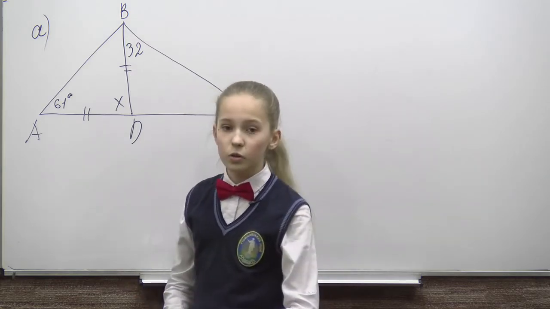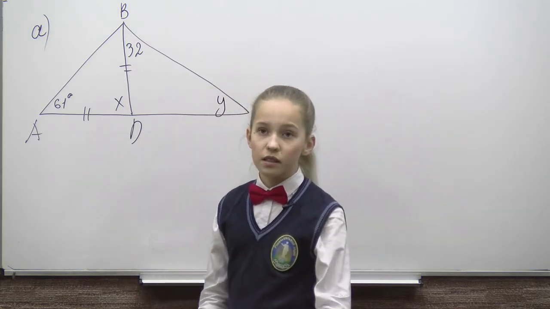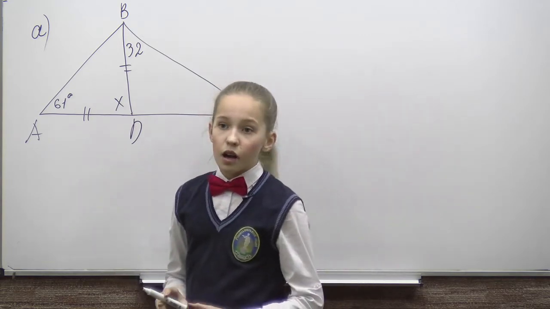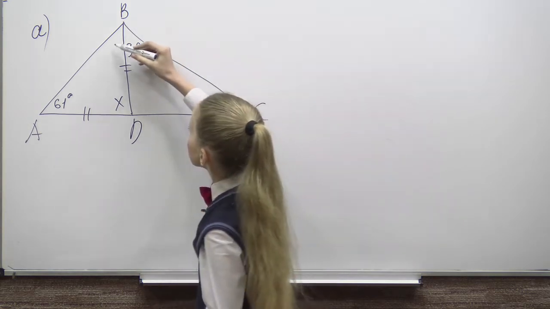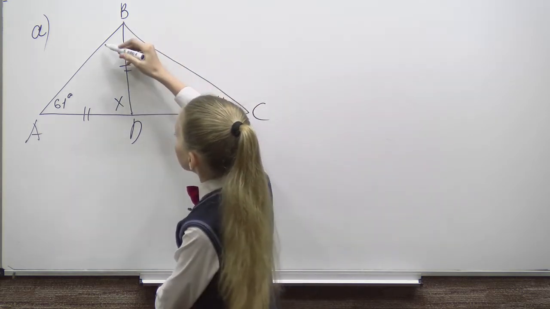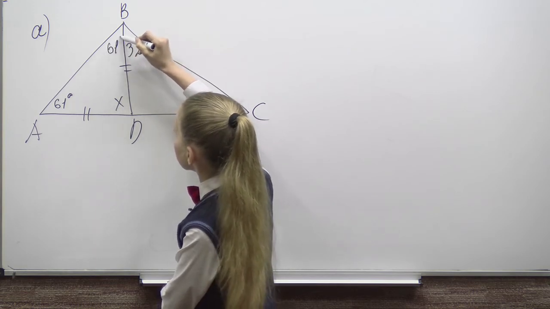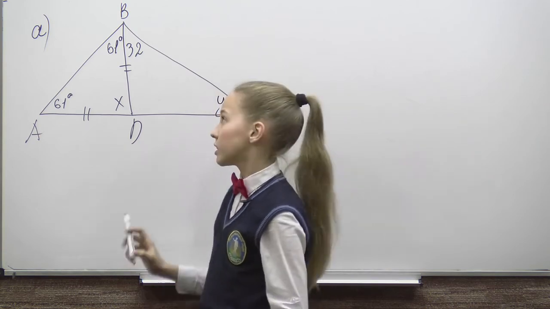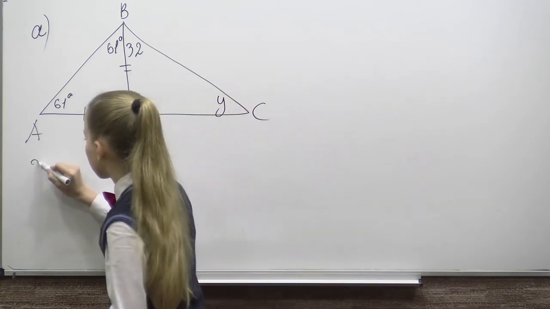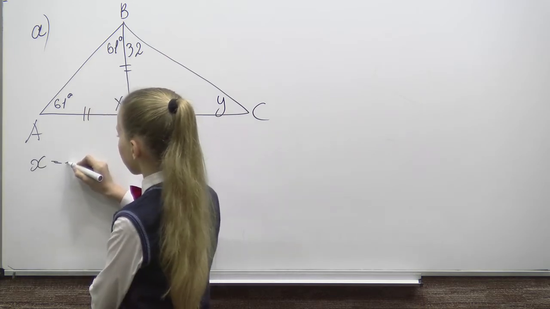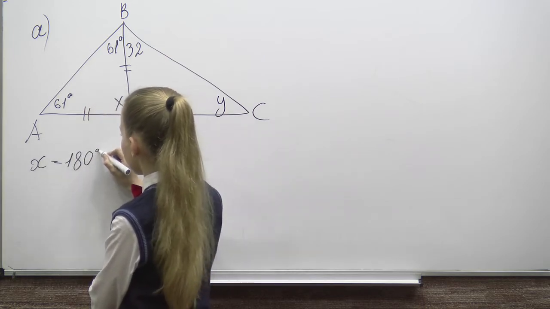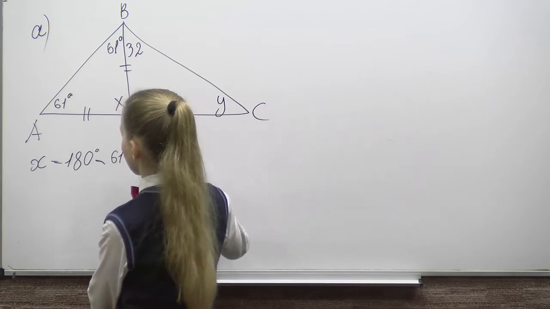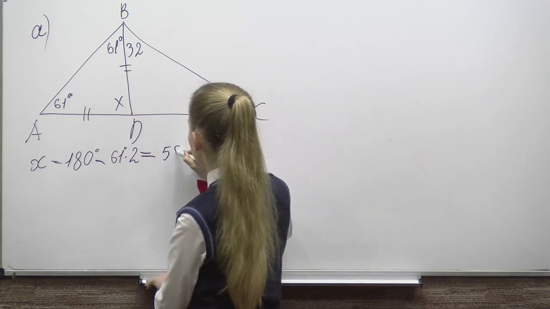So, if in a triangle two sides are equal, we can say that this triangle is isosceles. And in isosceles triangles, two angles are equal. So this angle ABD will be equal to 61 degrees. From the theorem about interior angles, we can find x. So x equals 180 degrees minus 61 multiplied by 2, and x equals 58 degrees.